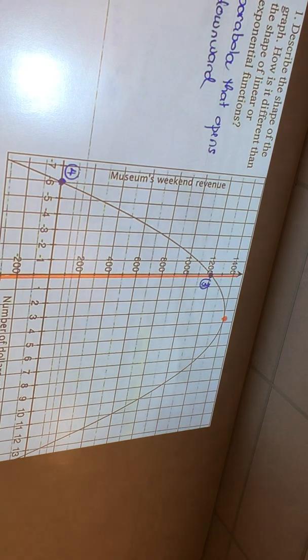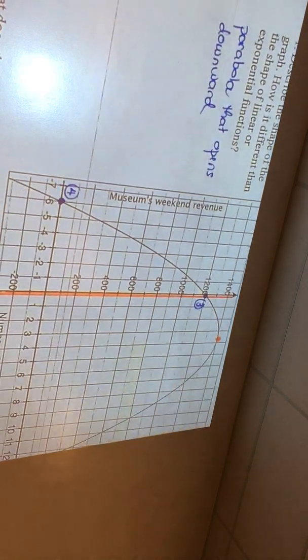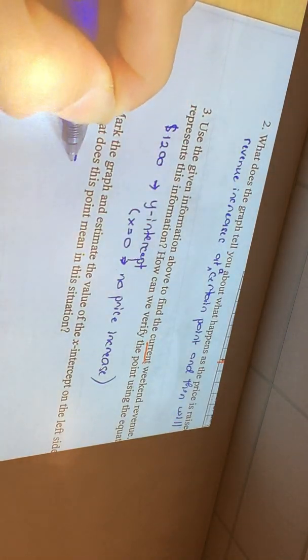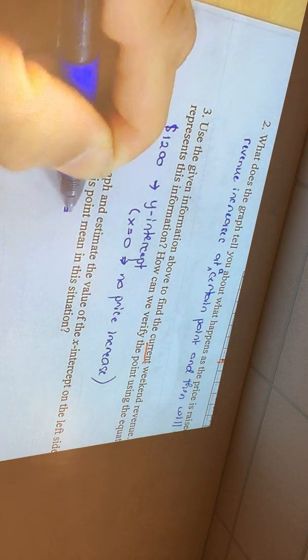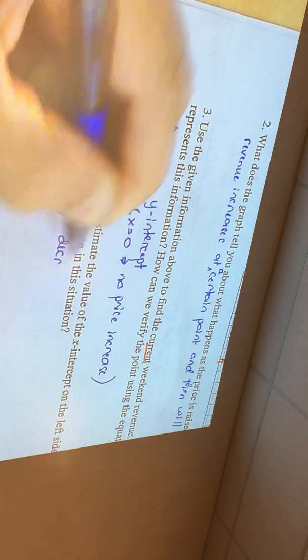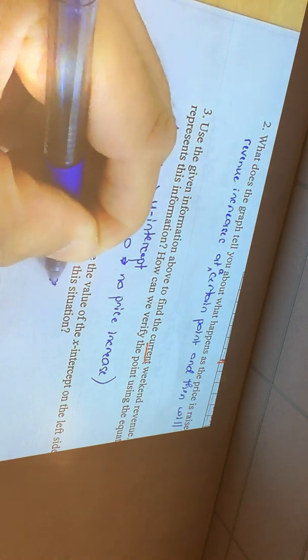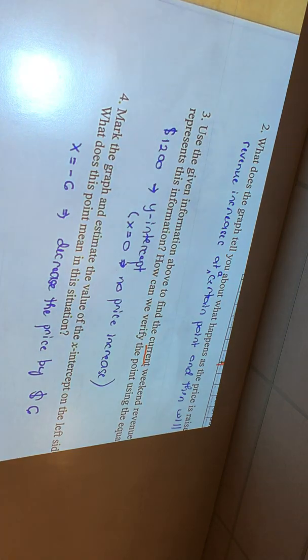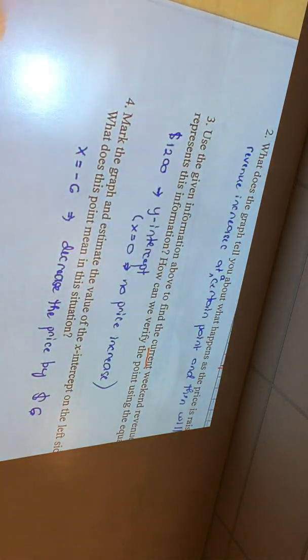All right. So, that's number 4. What does this point, our x-intercept, tell us? Can you please write that down, the value of the x-intercept? Write it down. X is equal to -6. Tells us decrease the price for $6. Right? Let's move to the next page.